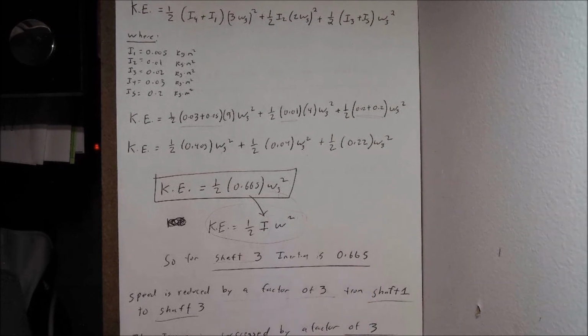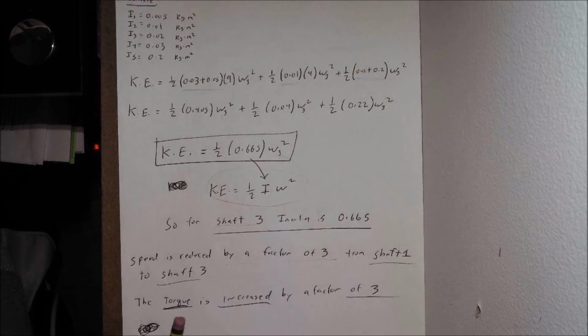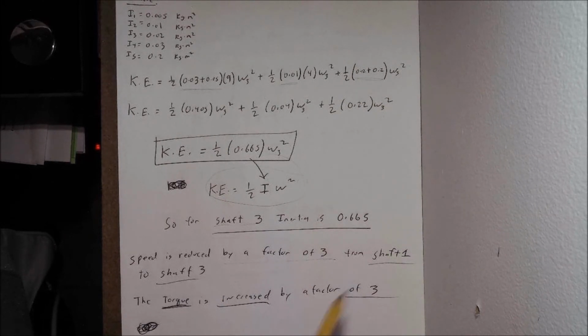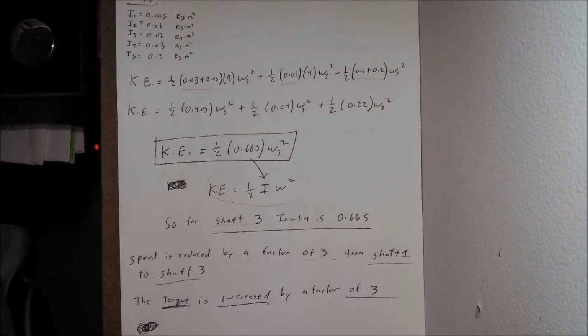0.665. So the speed is reduced by a factor of 3 from shaft 1 to shaft 3, and the torque is going to be increased by a factor of 3.